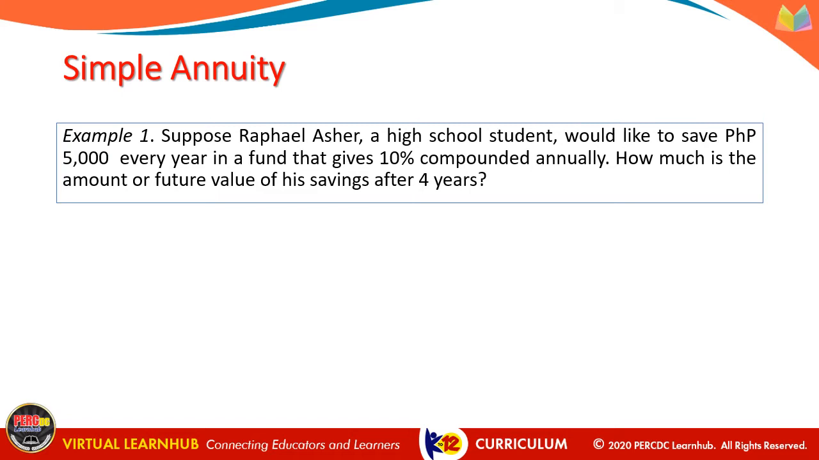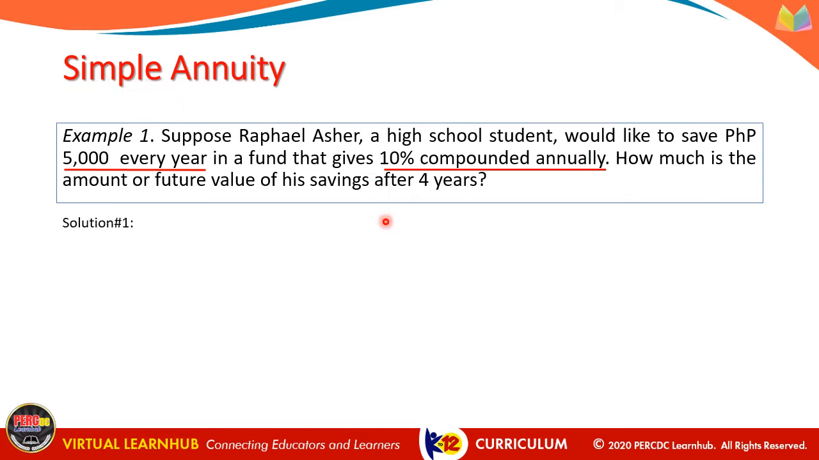Suppose Rafael Asher, a high school student, would like to save 5,000 pesos every year in a fund that gives 10% compounded annually. How much is the amount or future value of his savings after 4 years? This is an example of simple annuity because Rafael Asher will save 5,000 pesos every year and the interest is compounded annually.